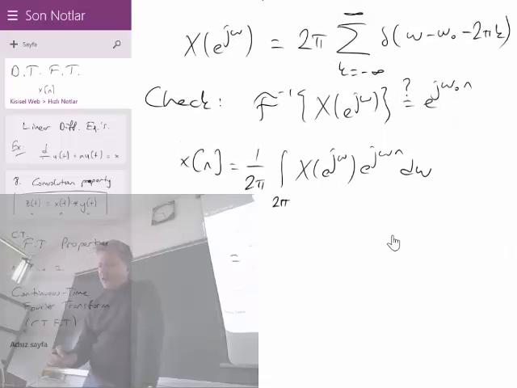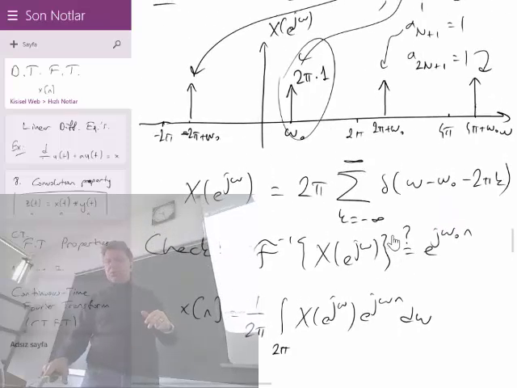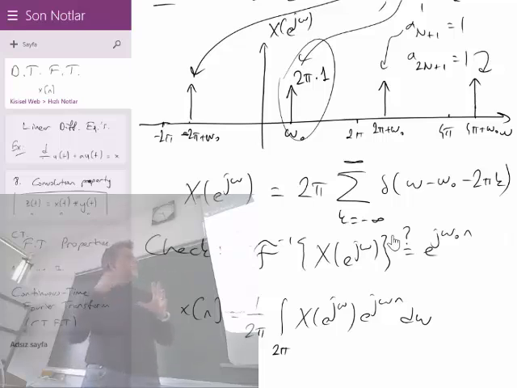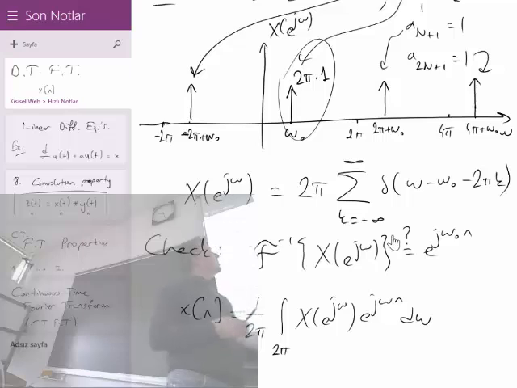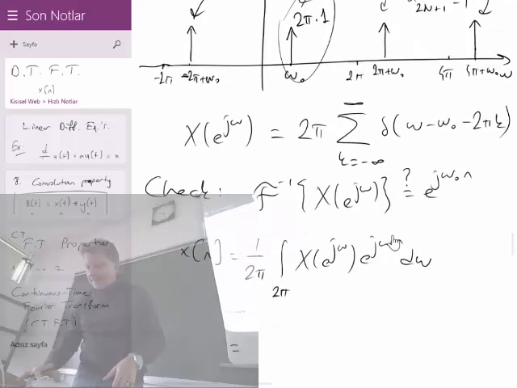But you see, X of e to the j omega is an infinite series. There are infinitely many impulses, 2 pi periodic. But look at the integral. The integration limit is limited to 2 pi width only, which means we have to take only one of those impulses. For example, if we say this 2 pi sequence is from 0 to 2 pi, then which impulse will be inside the integral limits? It's only this impulse, the original impulse. It will be inside the limits.